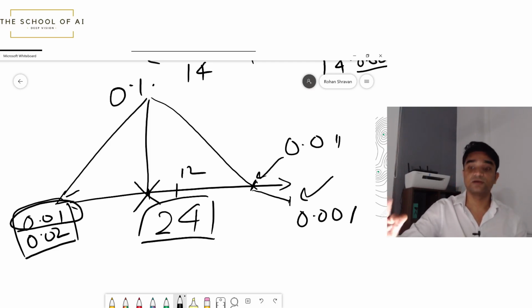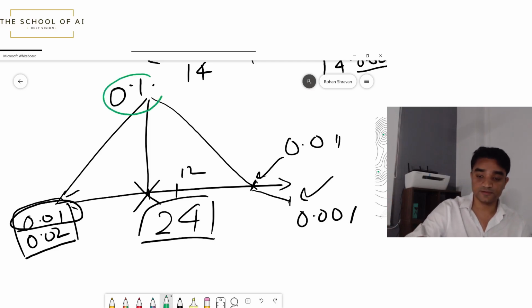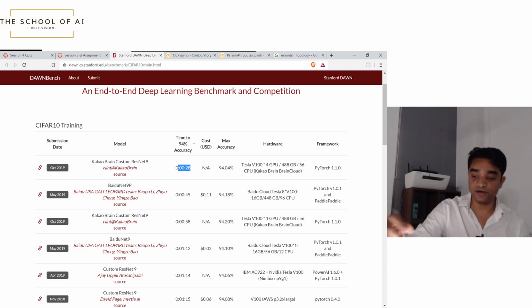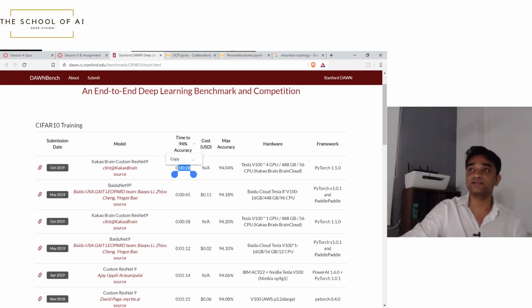Is it clear? So in this graph, what all do I know? I know this. I don't know this. This is very important for me. Right? Now, how are you going to pick this? You're going to go on the DAWNBench benchmark, and you're going to see that, okay, this one is using 28 seconds. You want to break this record.